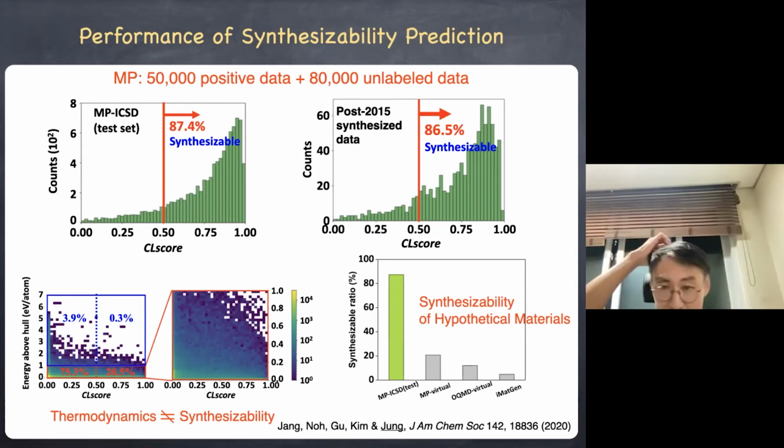And on the right lower corner, I'm showing the synthesizability of hypothetical materials of the various databases. In the MP database, of the virtual, hypothetical data, about 20% of them are synthesizable according to our model.